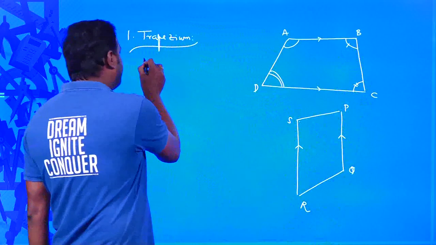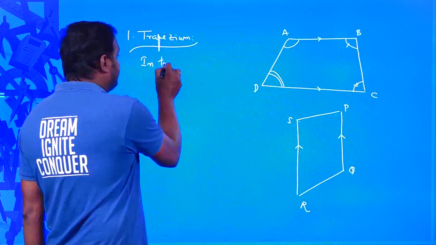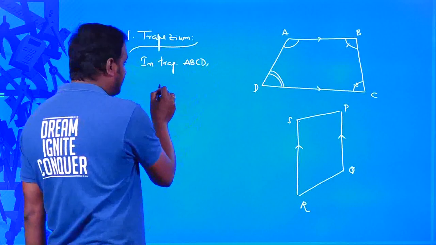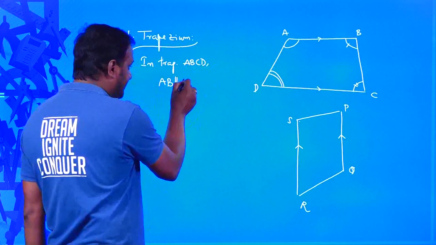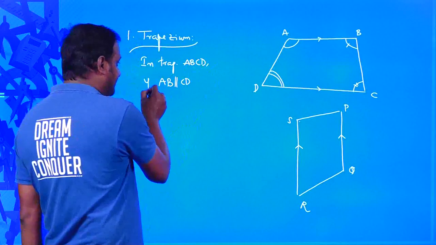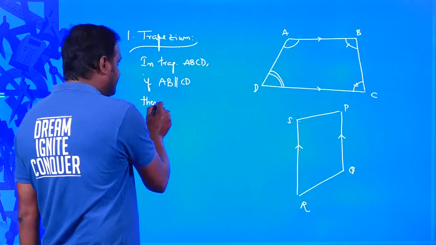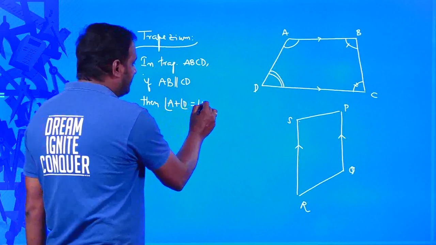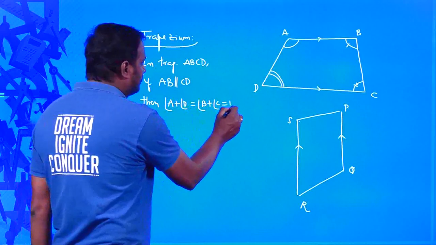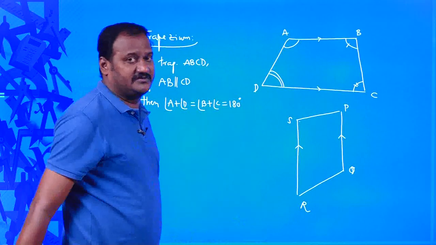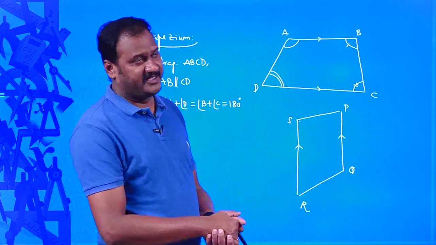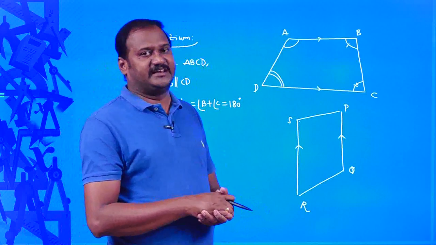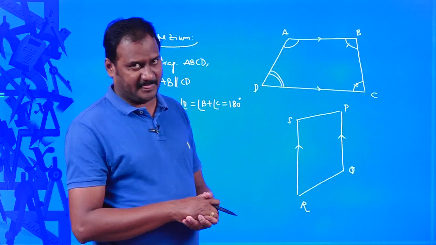Therefore, in trapezium ABCD, in which AB is parallel to CD, we can say that angle A plus angle D is equal to angle B plus angle C is equal to 180 degrees. This is one of the very important properties of trapezium. And apart from this, we do not have many really interesting properties of trapezium.